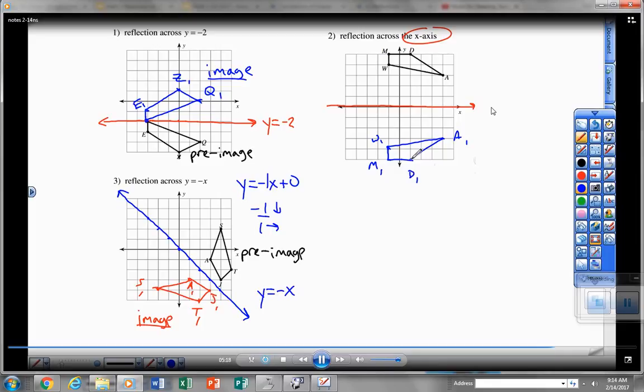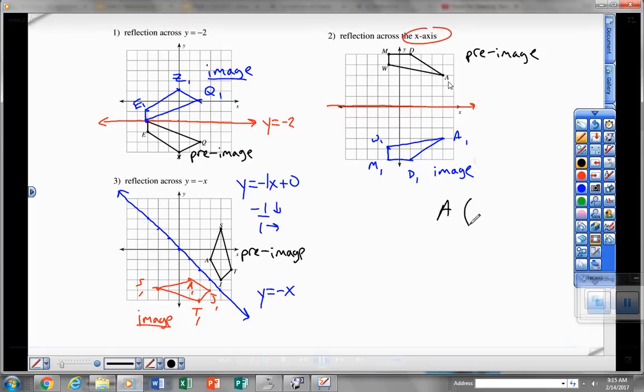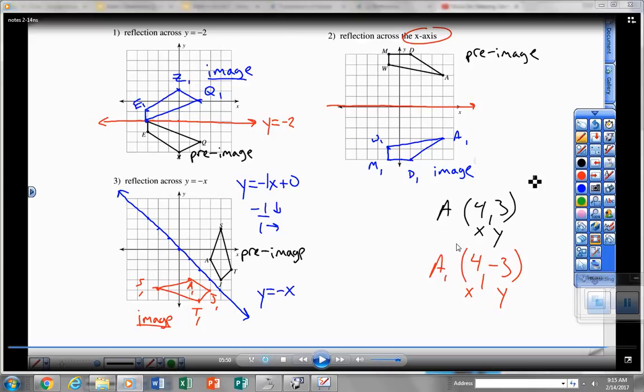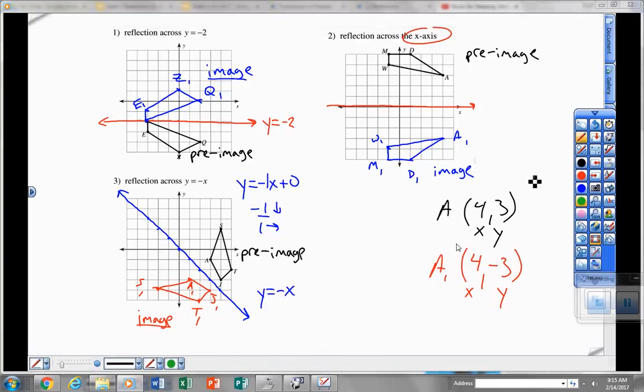So I'm going to compare a couple coordinates here. I'm going to compare one of my coordinates from the pre-image. I'm going to look at A, and I'm going to compare that to the coordinate A prime for my image. So my coordinate A is 4 for x, 3 for y. A prime is 4 for x, negative 3 for y. So you could see when something reflects across the x-axis, the x numbers don't change, but the y numbers become opposite. And of course, if I was reflecting across the y-axis, the opposite would happen. The y numbers would stay the same, and the x numbers would be opposite. So those kind of things we need you to remember.